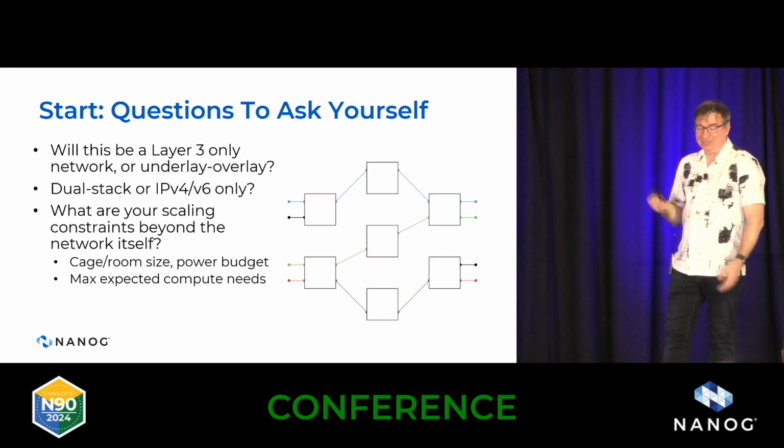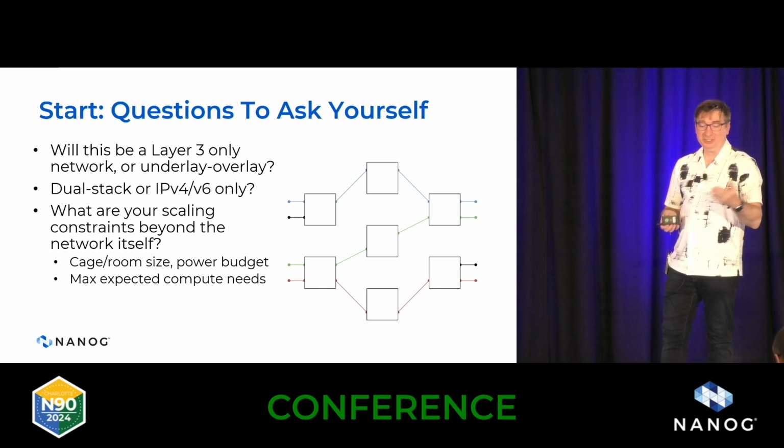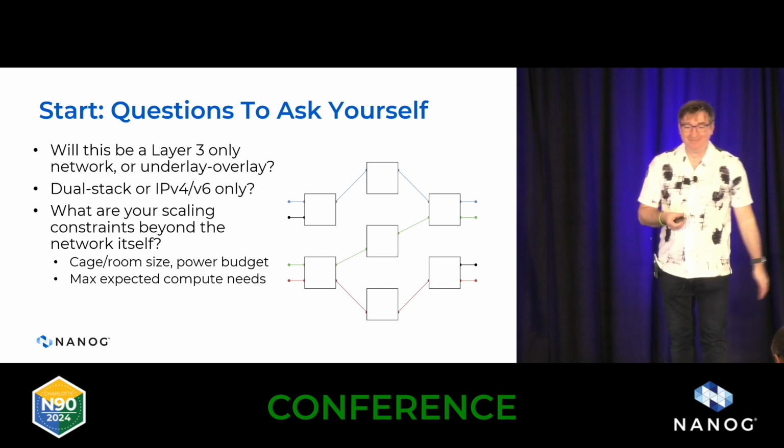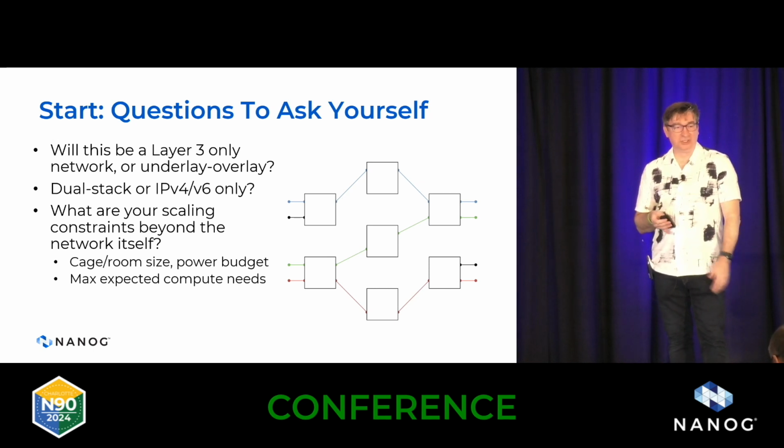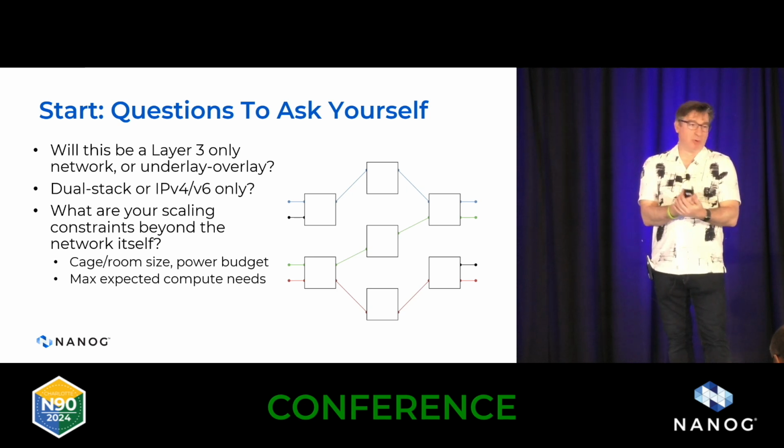So a few things that you want to ask yourself when you're starting to build a fabric. Is this going to be layer 3 only? Do you need an overlay? Are you going to be dual stack? I hope the answer is yes. And also, what are your scaling constraints? And I don't mean how many ports do you have.